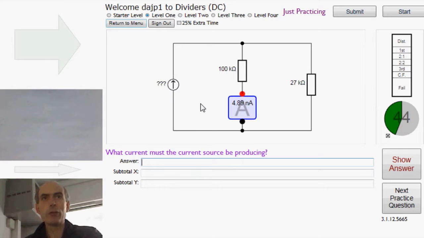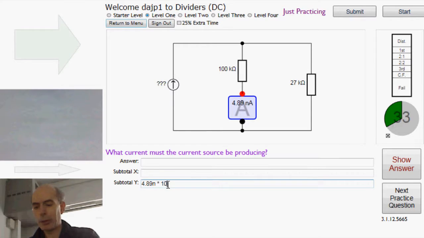A couple of different ways to do that. Just applying Ohm and Kirchhoff's laws, we can get there because we know the current through this resistor, 4.89 nanoamps, and we know the value of this resistor, so we can work out the voltage between this point and this point. That's just going to be the current, 4.89 nanoamps, multiplied by the resistance, 100k. That's about 489 microvolts, and that's the voltage between here and here.